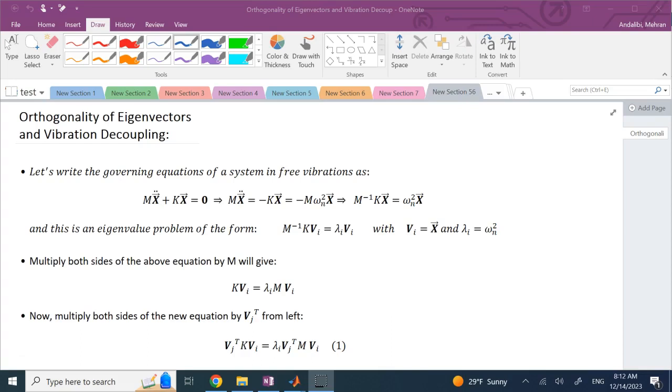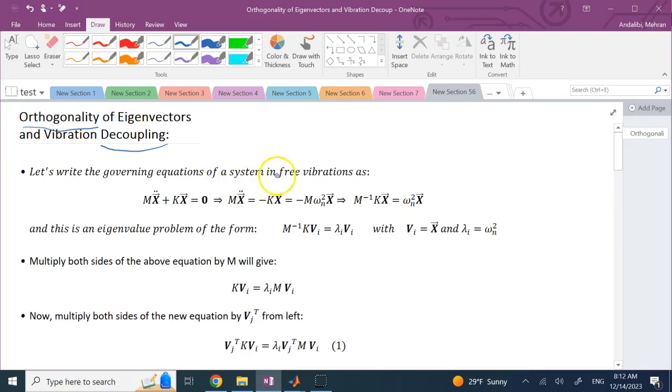In this video, we're going to see another application called decoupling of modes, or really decoupling of equations. And that is due to some property of these eigenvectors called orthogonality. So what is that? Let's take a look.